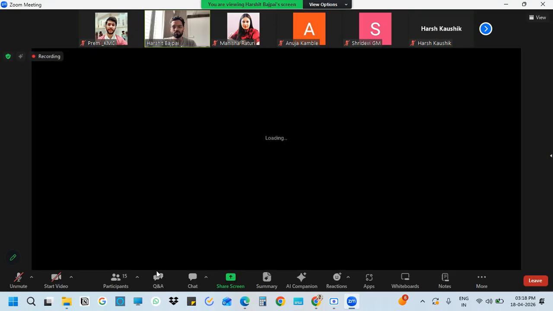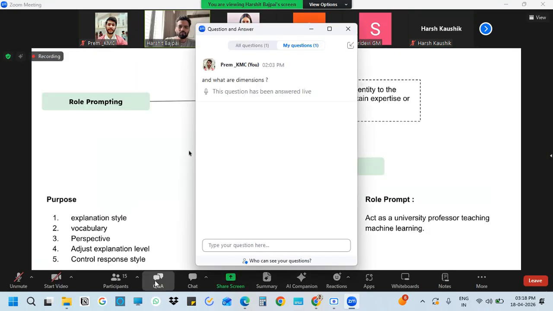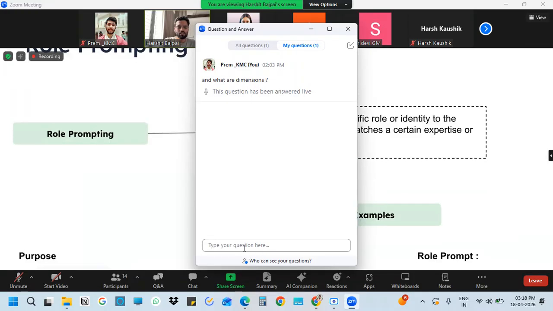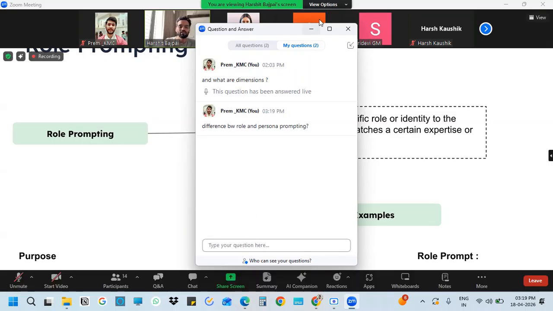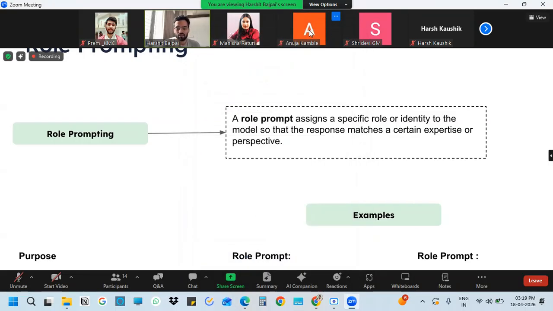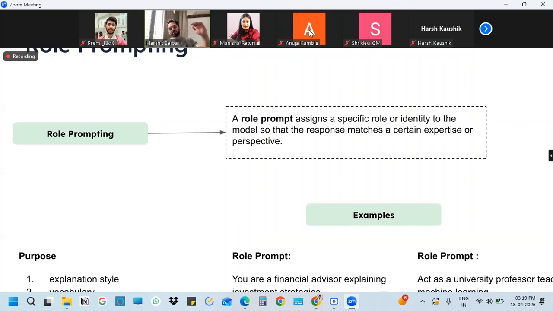We'll come back here. What is role prompting? Role prompting is basically where you assign a specific role. Its purpose is to control the explanation style and vocabulary of the response. How do you want to control the response? Adjust the explanation level, etc. So you are saying you can act as a university professor. So there is something that you're telling the system.